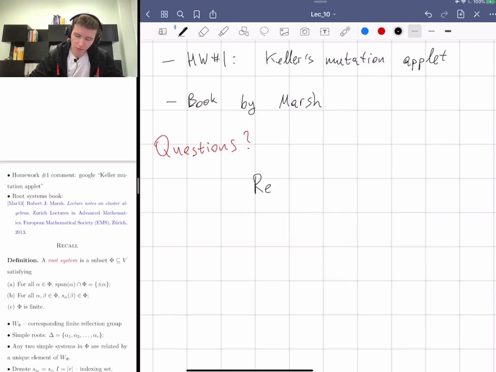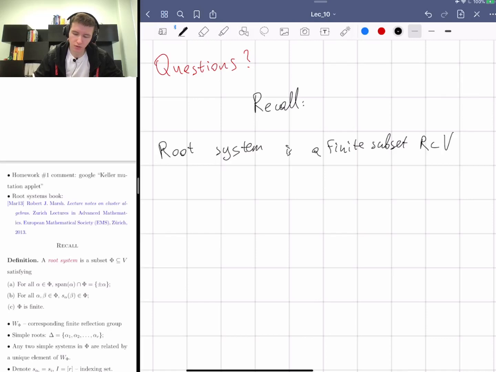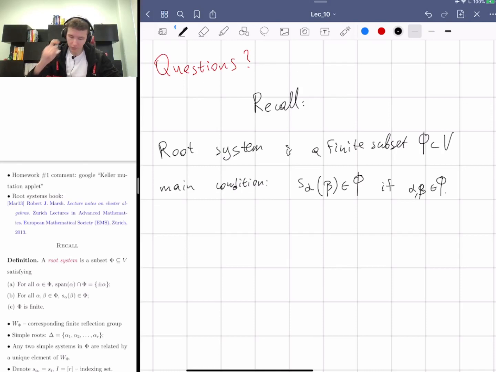Now, let me remind you what I did last time. Last time I was explaining root systems. So a root system is a finite subset Φ of some vector space V. The main condition is that if you take any root beta and apply a reflection with respect to another root alpha, then the result also belongs to your root system, if alpha and beta belong to Φ. And so that's why the root systems are very highly symmetric.